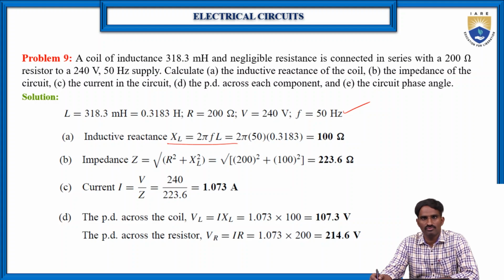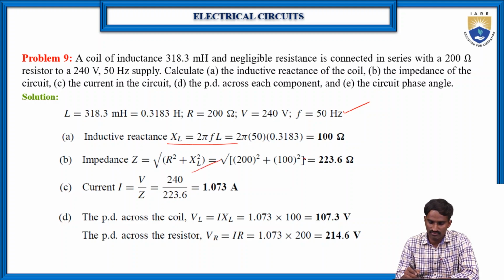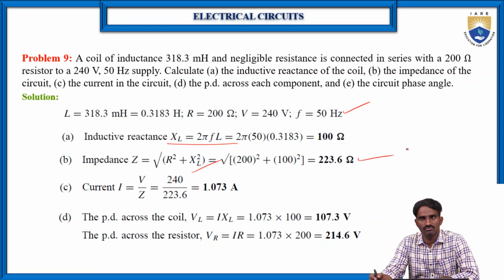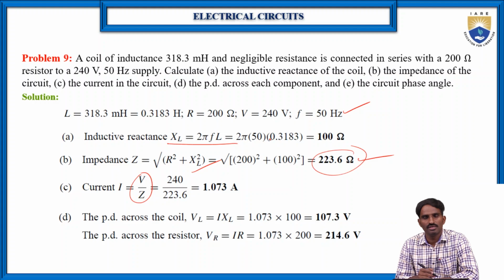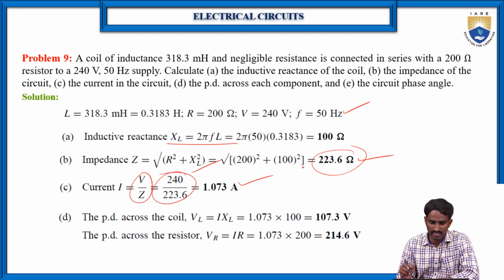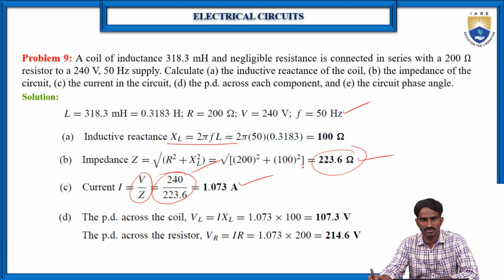Then coming to the impedance. Impedance Z is equal to, we know already, square root of R square plus XL square. We know the R value and just now we have calculated the XL value. If you substitute both these values in this equation, then you can find the impedance Z is equal to 223.6 ohms. And then the next question is the current. Of course, current I is equal to V by Z. We know V and Z, which is 223.6 ohms. Then substitute in this equation, then you will get the current equal to 1.073 amperes.